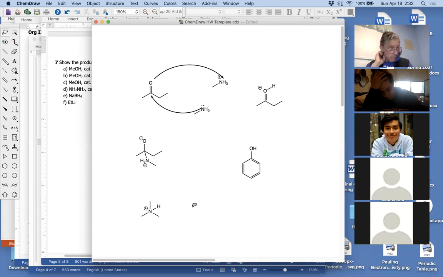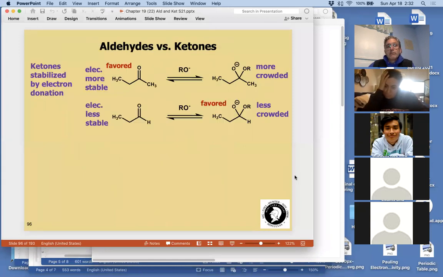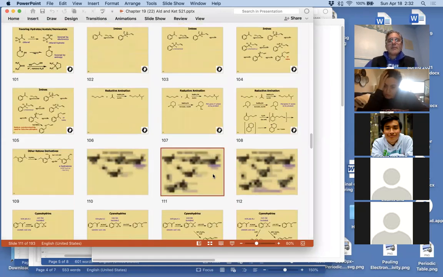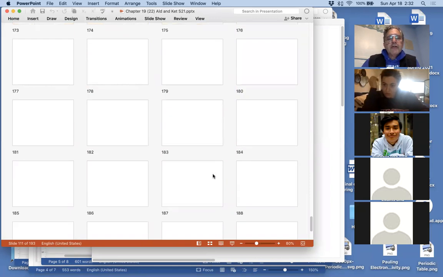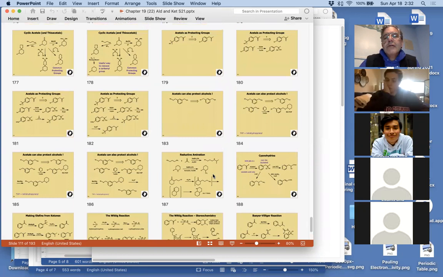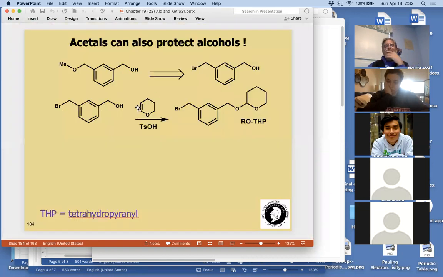Okay. I have another question about a mechanism. Sure. In the slide where you talk about acetals as protecting groups for alcohols. Yeah. You have a slide number? No, I don't have the numbers. Towards the end though. Okay, 184. Okay, this is kind of a special case.